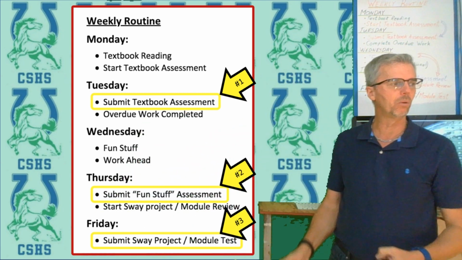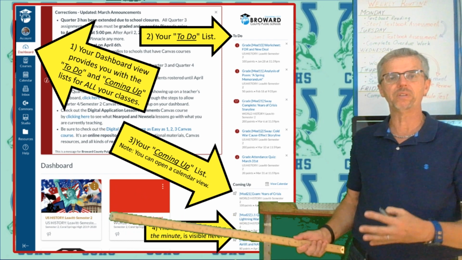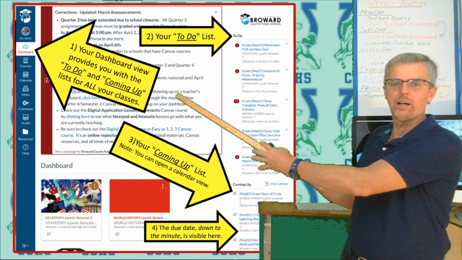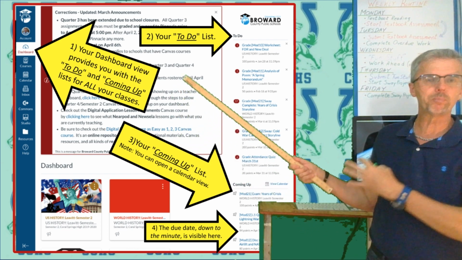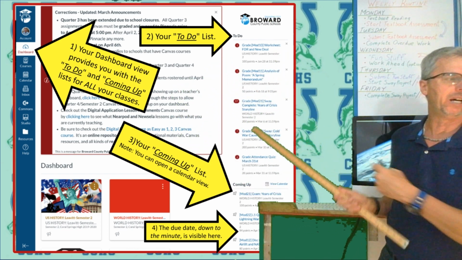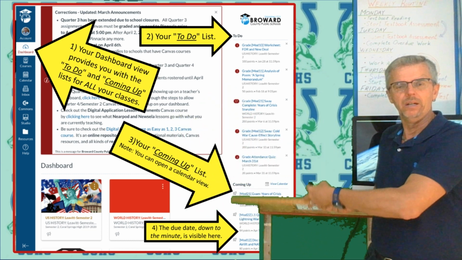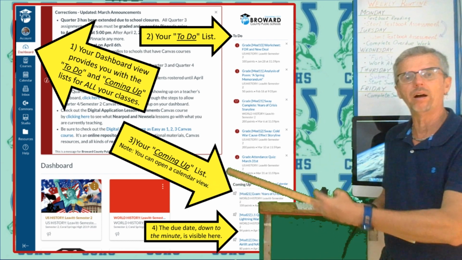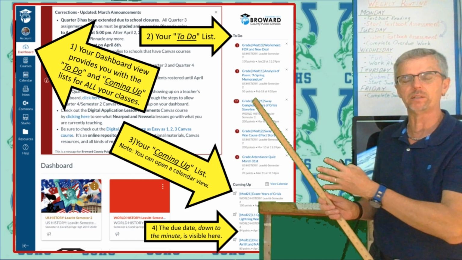So always follow the calendar, the modules. You'll see this accessible from your dashboard. In your dashboard view, you get to see the to-do list, you get to see the coming up list, and you get to see the due dates very, very clearly. But it can be confusing as to what order to do it in. So this is a nice reference, but it is not your final reference.